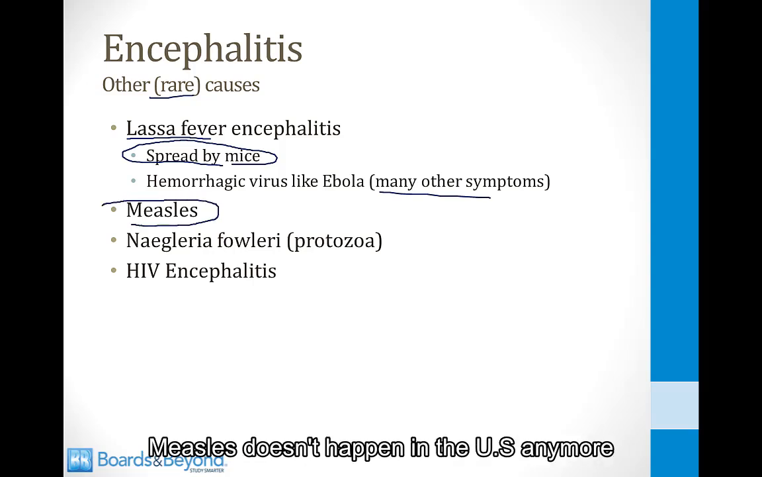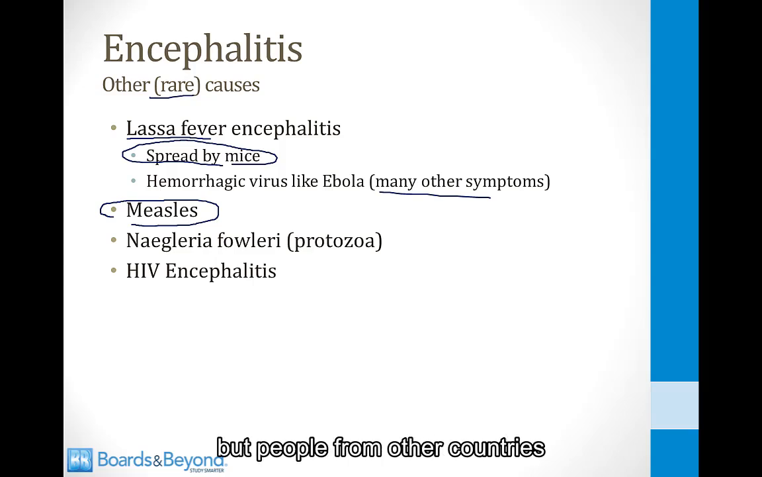Measles doesn't happen in the U.S. anymore because of vaccination, but people from other countries or unvaccinated children can get measles. And then what happens is they survive, but 5 or 10 years later, they can get something called subacute sclerosing panencephalitis, where basically they get inflammation of their whole brain. It's usually fatal. It's very hard to treat. And remember, it will come on years after the initial infection.